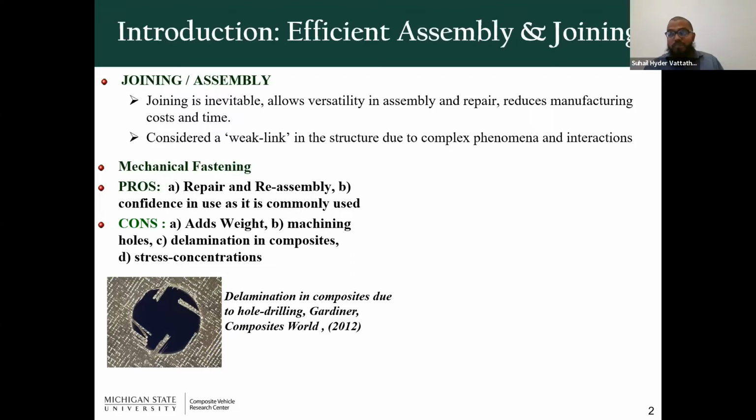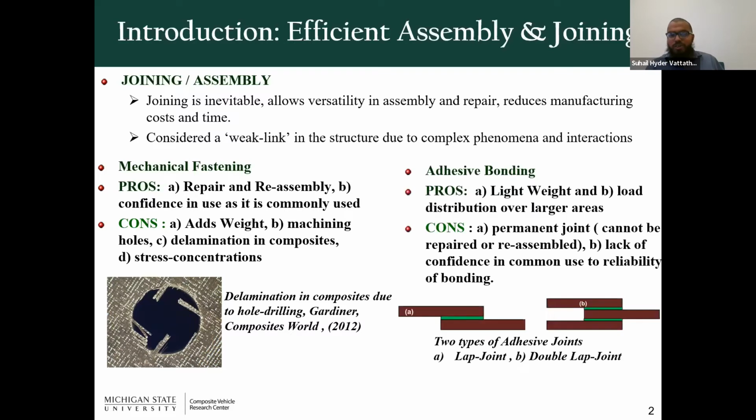Also, these fasteners, if you think of them, are metallic fasteners, and they add weight. And once you drill holes in the composite structures, it introduces stress concentrations, delaminations, and so on. Now, in bonded joints, there is no drilling process. So that is one of the major advantages of it. And there is a relatively uniform load transfer across the bonded region.